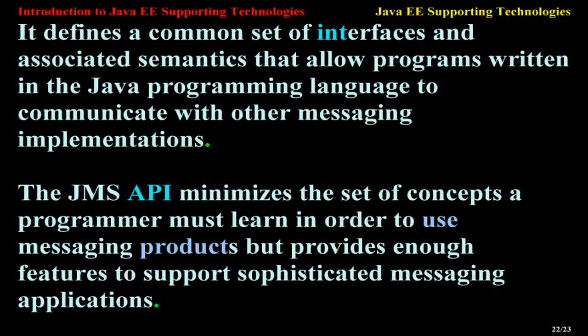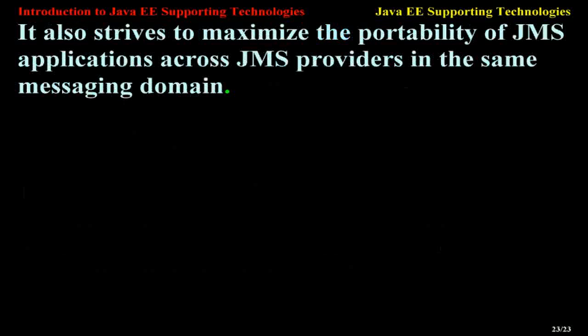The JMS API minimizes the set of concepts a programmer must learn in order to use messaging products but provides enough features to support sophisticated messaging applications. It also strives to maximize the portability of JMS applications across JMS providers in the same messaging domain.